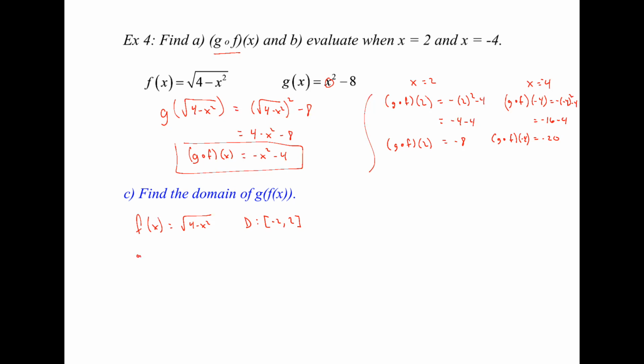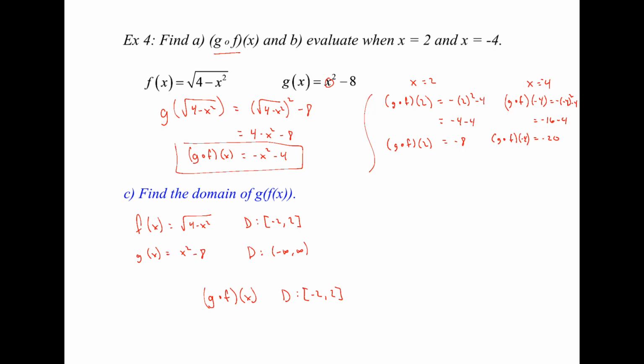Now, g of x is x squared minus 8. So what's the domain for g of x? Well, it's a quadratic, so you can plug in whatever you want for that domain. So then what's the domain of the composition? Well, if you can only plug in negative 2 to 2 into f of x, and then you can plug whatever you want into g of x, there's no real restriction on the g of x, it's really what the f of x is. So the composition g of f of x has a domain of all numbers between negative 2 and 2, including negative 2 and 2.